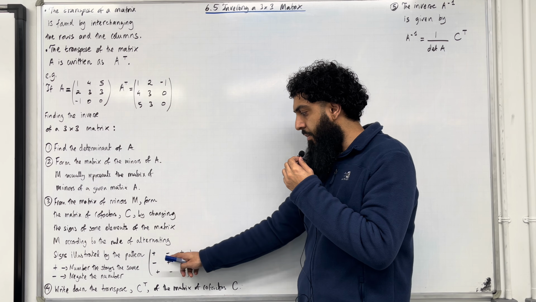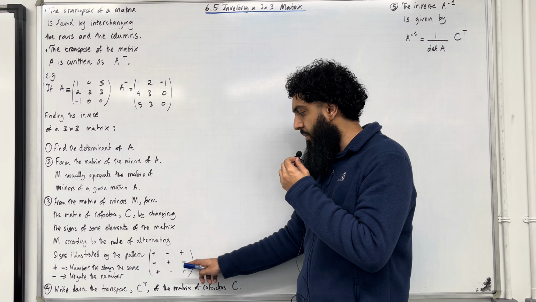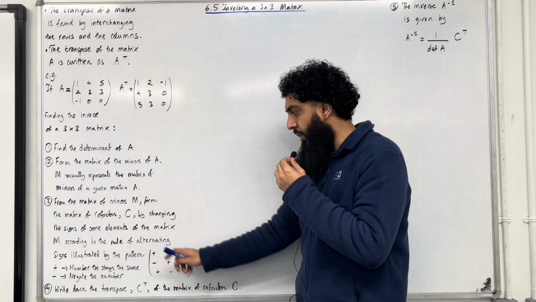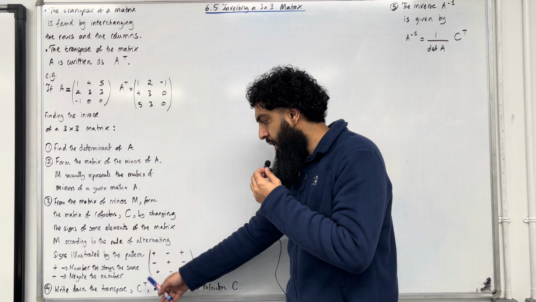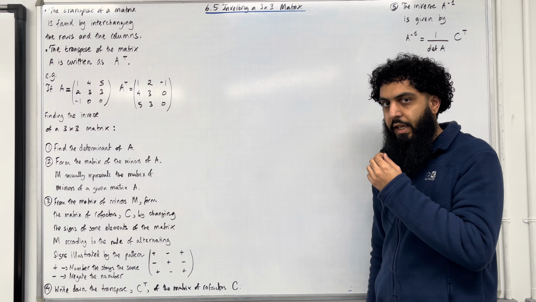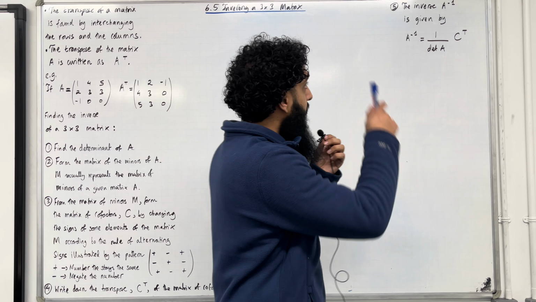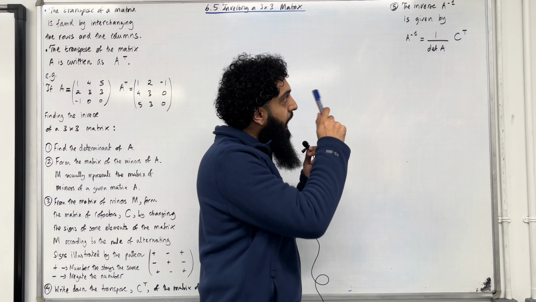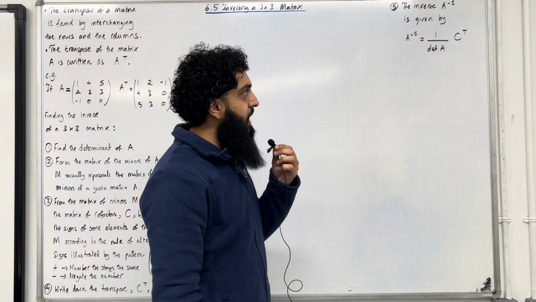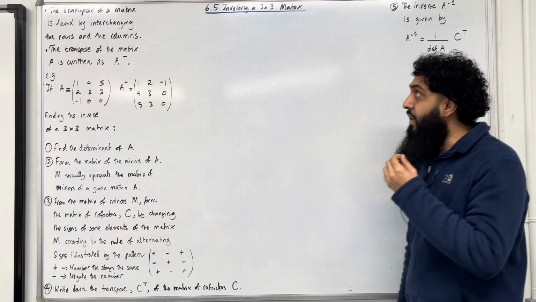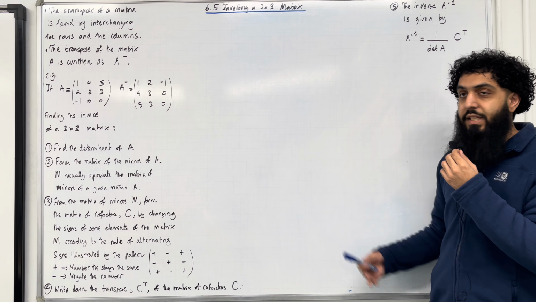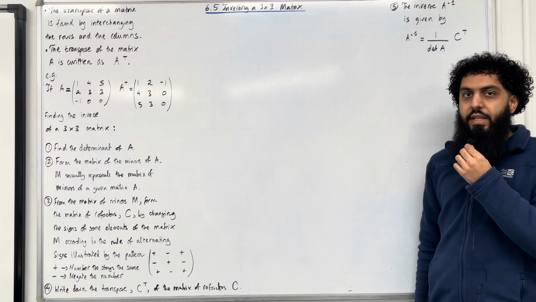So we have a plus, minus, plus, minus, plus, minus, plus, minus, plus. Okay, alternating signs. What does the plus represent? Number stays the same. The minus negates the number. Step number 4, write down the transpose, C to the power t, of the matrix of cofactors C. And finally, step number 5, the inverse A to the power minus 1 is equal to 1 over det A multiplied by the matrix C to the power t. These are the key facts of 6.5, inverting a 3x3 matrix. I'll be implementing these key facts within one example and one exam style question.